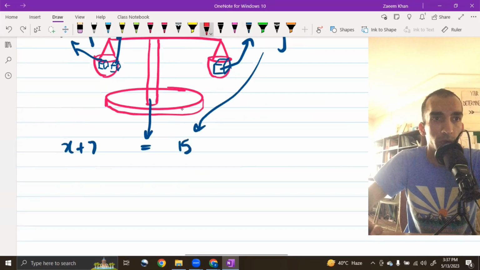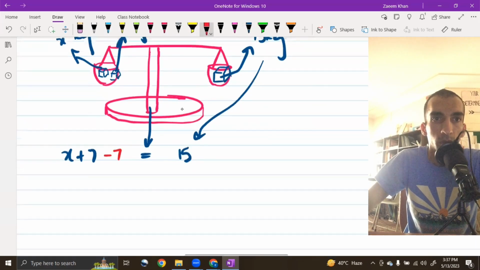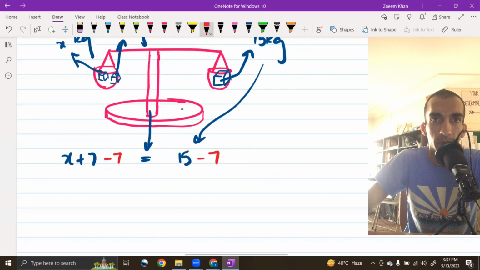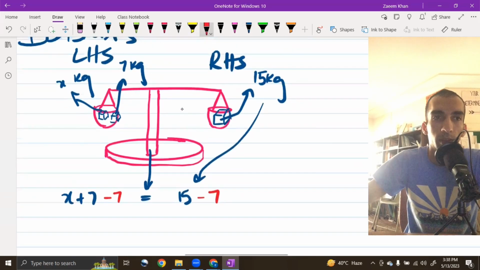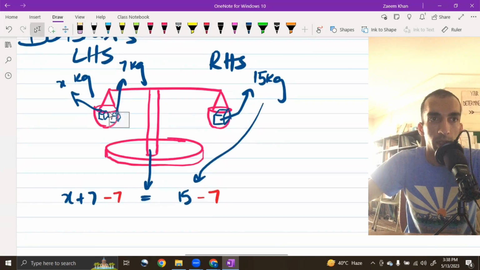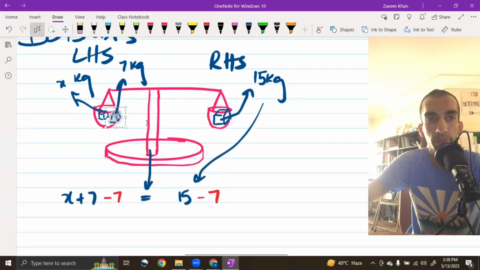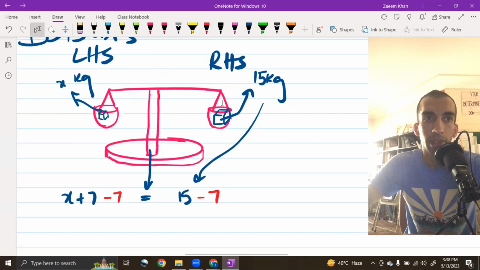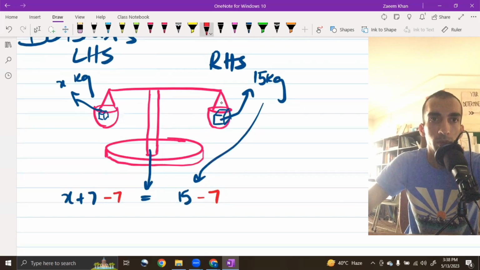Rida, pay close attention. We subtracted from here. We also subtracted from here. I'll show you why. Take a look at the screen. If I remove this box, take a good look. It's gone, right? Can I say the 7 kilograms is gone? Can I erase this? There it goes.